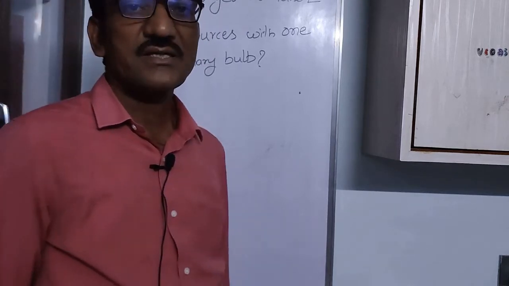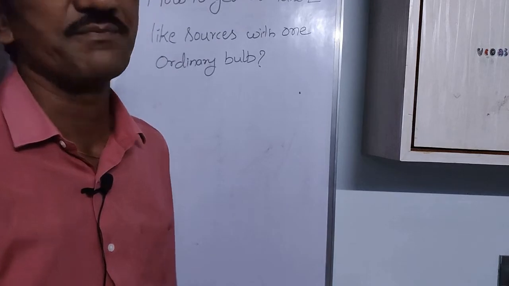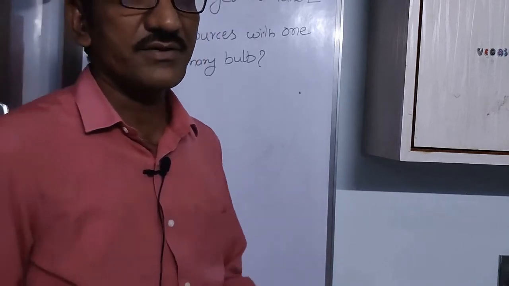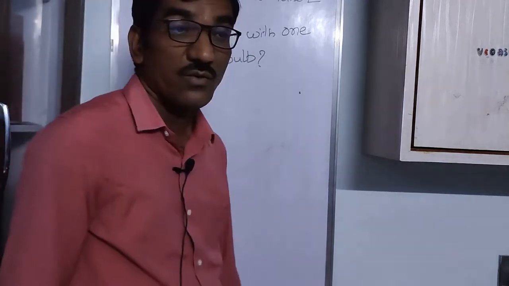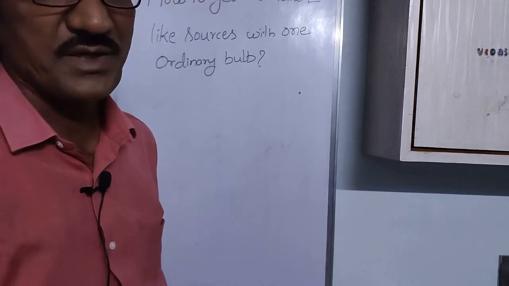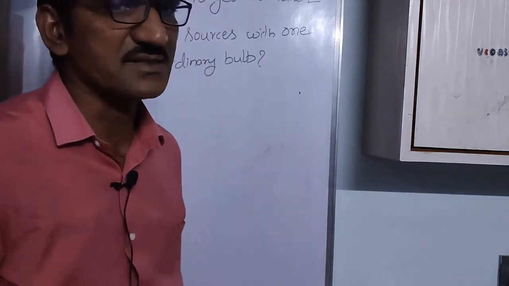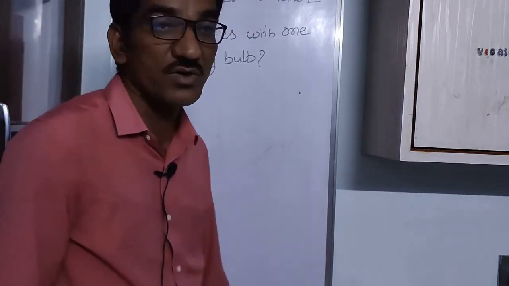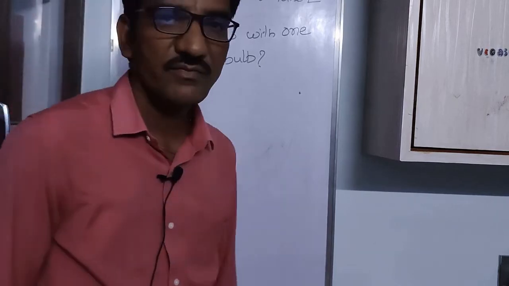In order to understand this, we have to know the basic properties of light. What were the theories of light? Newton proposed the corpuscular theory of light. That means he assumed that light is emitted in the form of particles. That is the corpuscular theory of light.